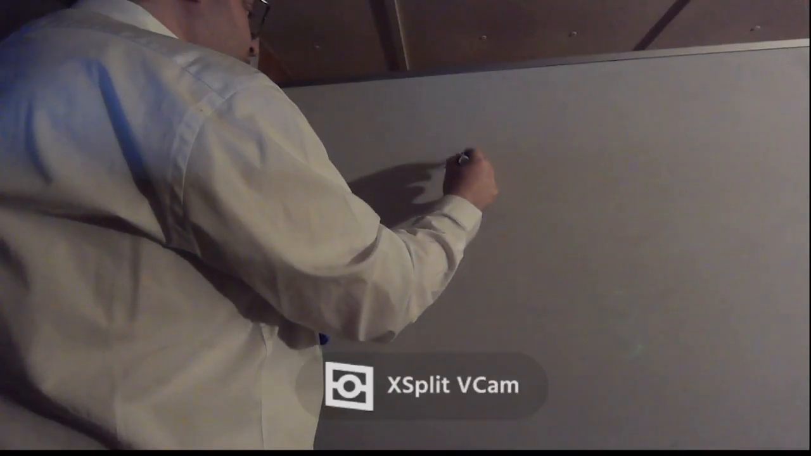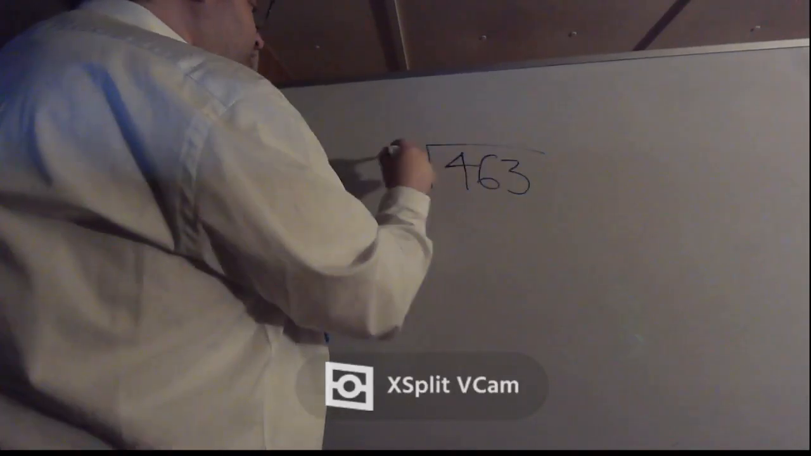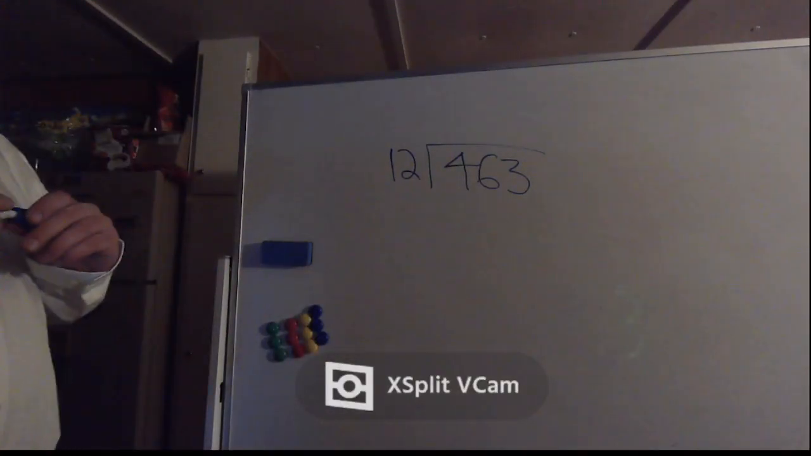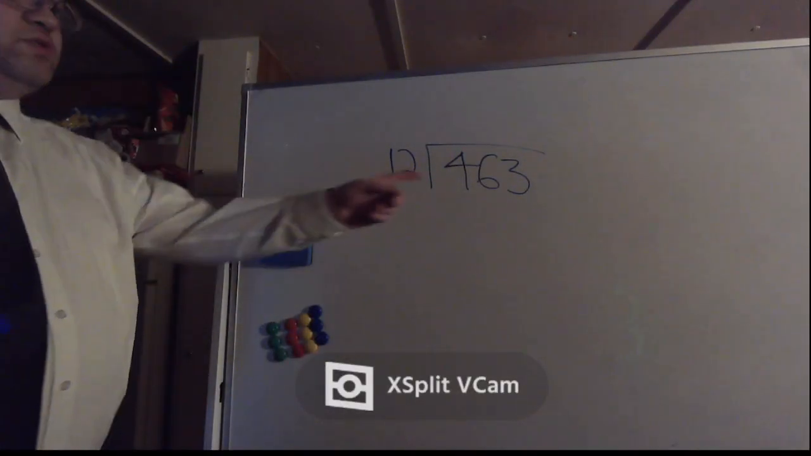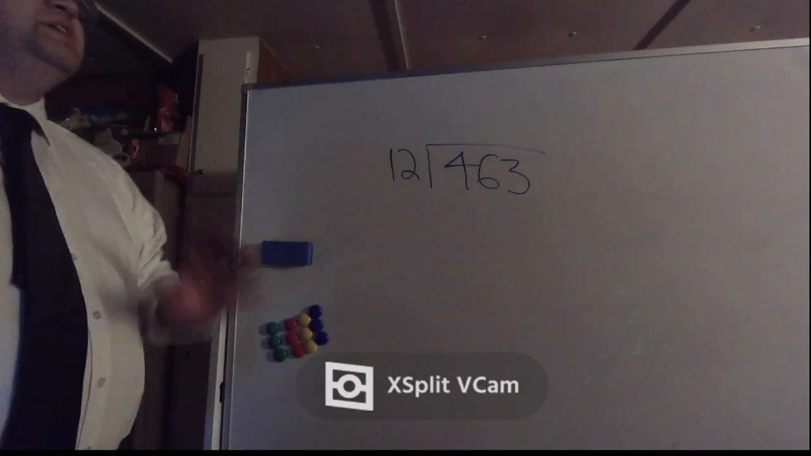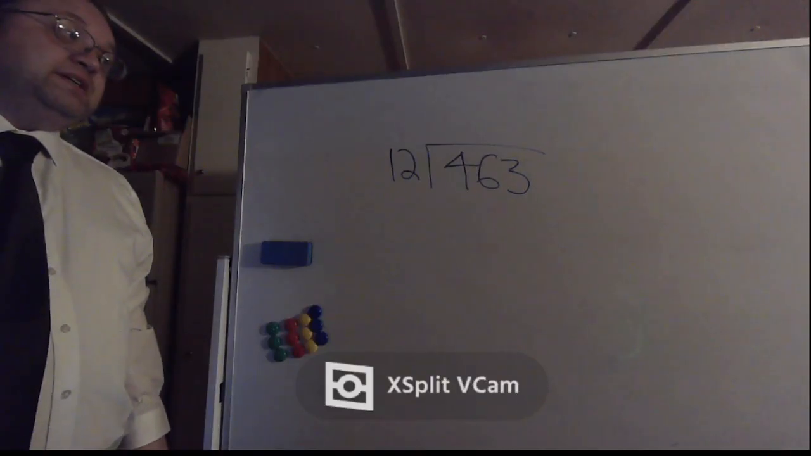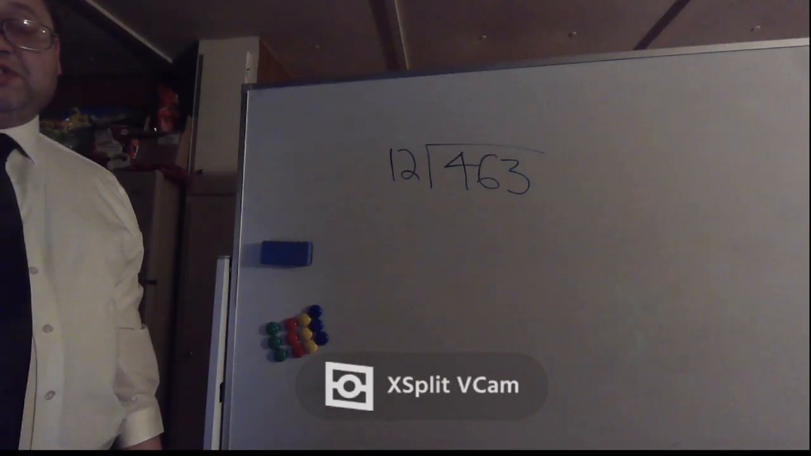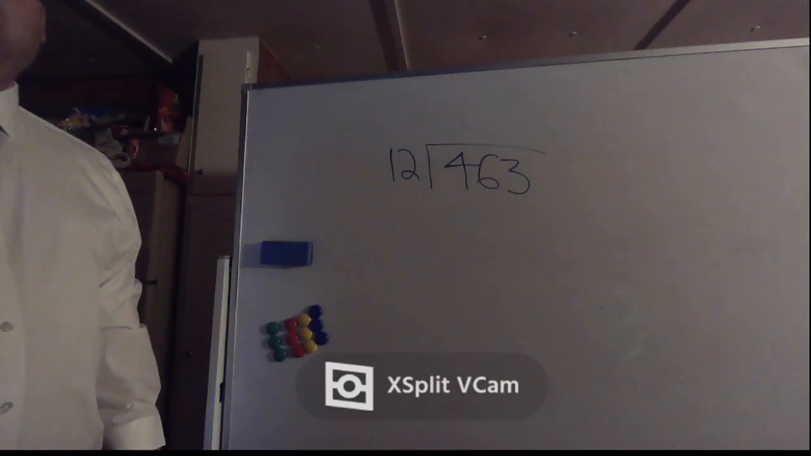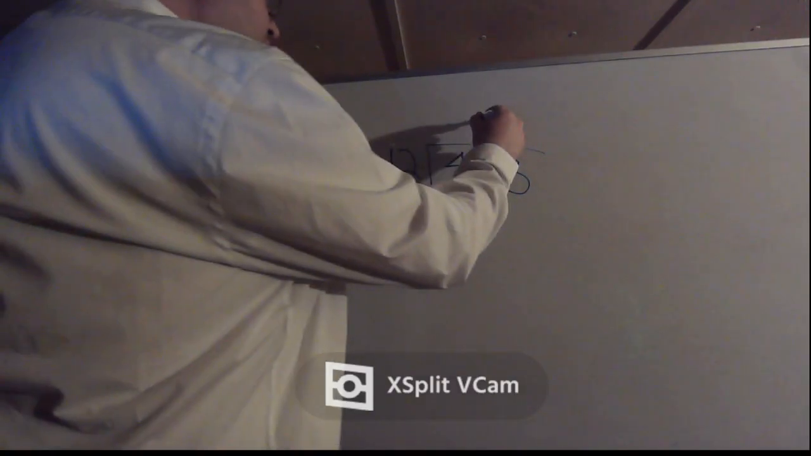One more. 463 divided by 12. What is 463 divided by 12? Well, 12 doesn't go into 4, right? But it can go into 46. How many times does 12 go into 46? Well, 12 times 3 is 36. 12 times 4 is 48, but 48 will put you over. So it goes in 3 times.